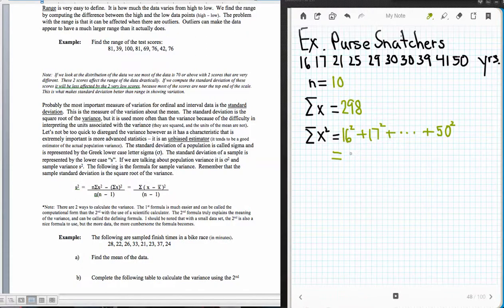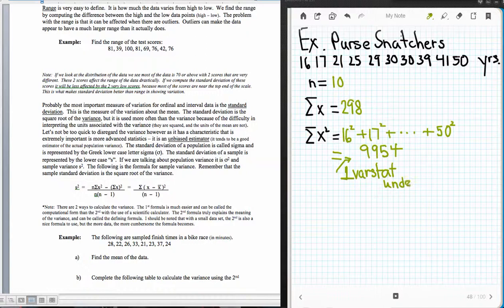But you know what? Our calculator actually gives this as part of the one variable statistics. So when we ask for one variable stats, like I have already shown you how to do, we are actually going to have that value available to us. And the value for the purse snatcher data for the sum of the x squares is, let me get it up here again, 9,954. So this is 9954. And that is the value right under the sum of the x's.